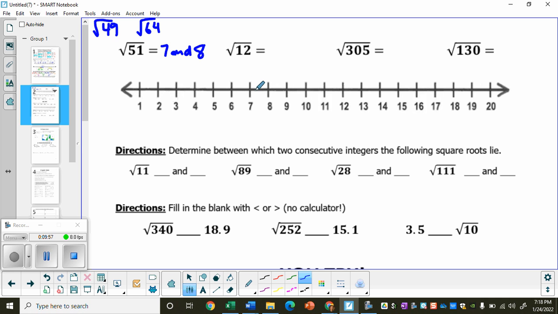So if it's between 7 and 8, I'm going to put it right here because it's supposed to be closer to the 7 than the 8, simply because 51 is closer to 49. All right, so I've got that one there in blue.